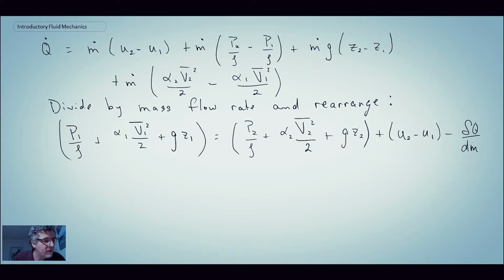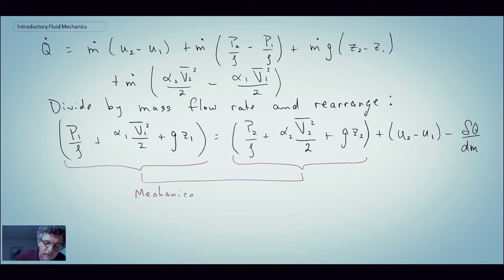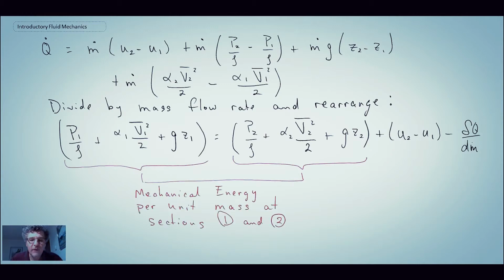Okay, so that's what we get. Looking at this term by term, what we can do is compare those first two terms, the one on the left and the one on the right-hand side of the equation. That is mechanical energy per unit mass at location 1 and location 2.